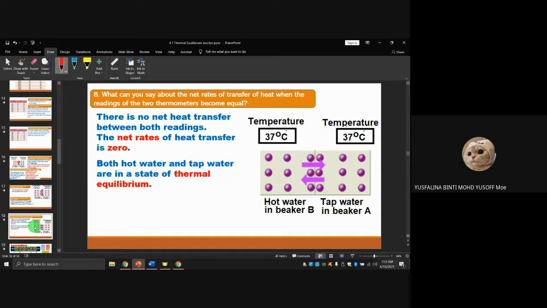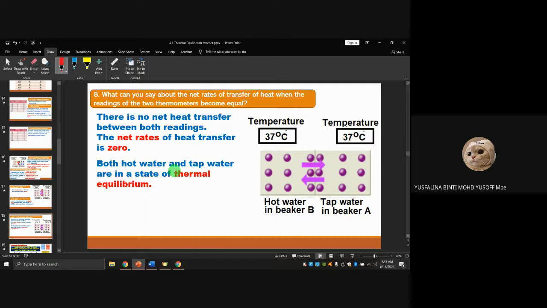So what can you say about the net rate? Just now I said it transfers 300 joules, and this one also gives 300 joules. So 300 minus 300, the net rate becomes 0. There is no net heat transfer between both. So the net rate of heat transfer is 0. Both hot water and tap water are in a state of thermal equilibrium. This is the meaning of thermal equilibrium.